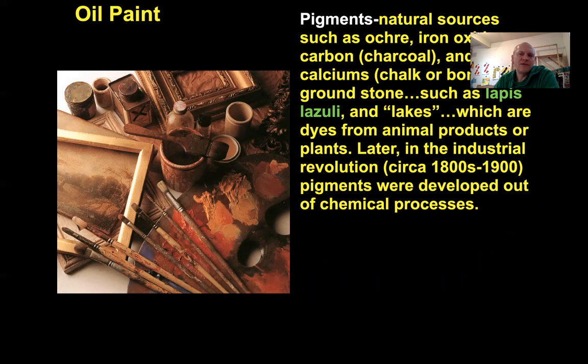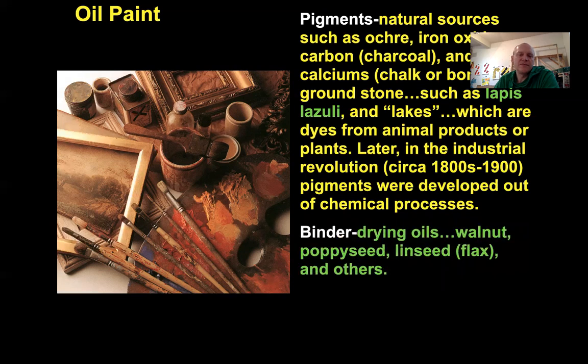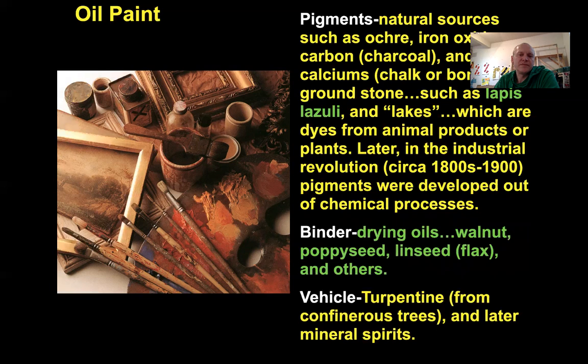Pigments, again, anything natural, all the way up to modern pigments. And lakes. So lake pigments are what we call pigments that are dyes. The vehicle here is turpentine. So that's from coniferous trees, and you can kind of smell it if you've ever been around the bark of a pine tree. So this is thinning the paint by chemical means.